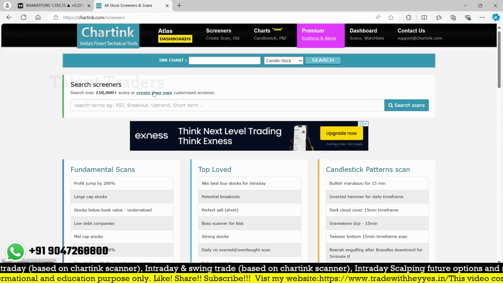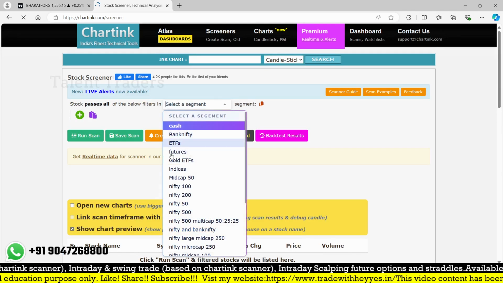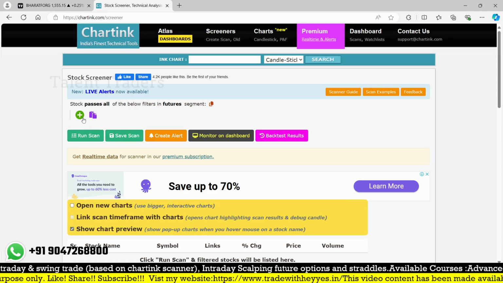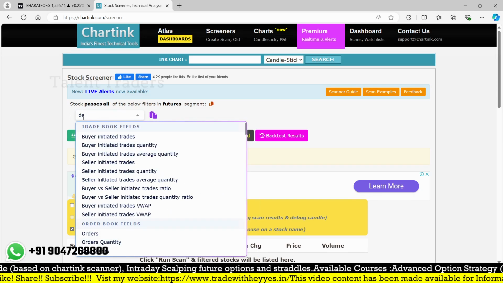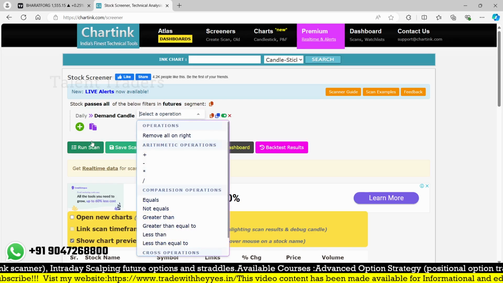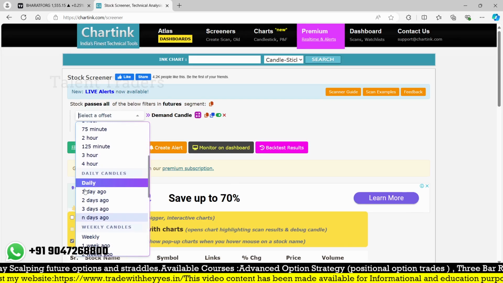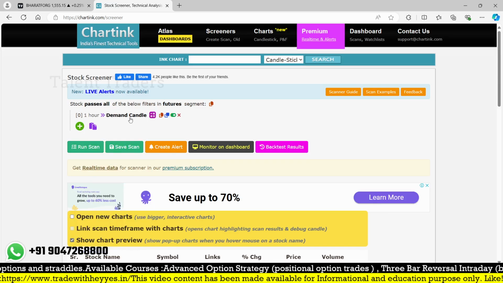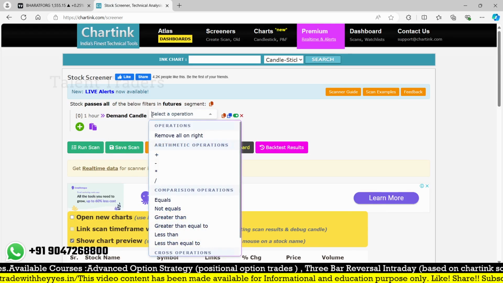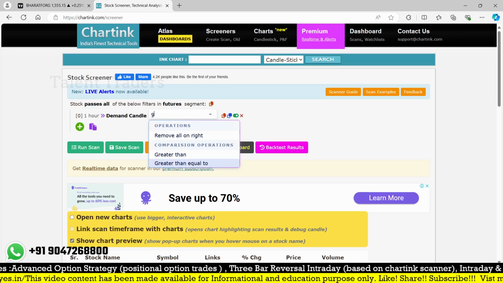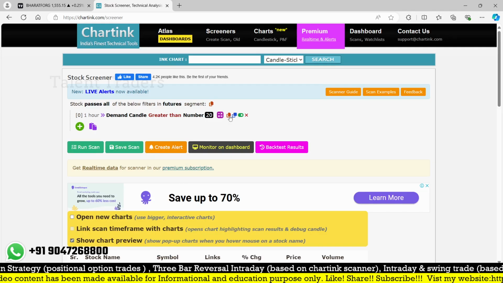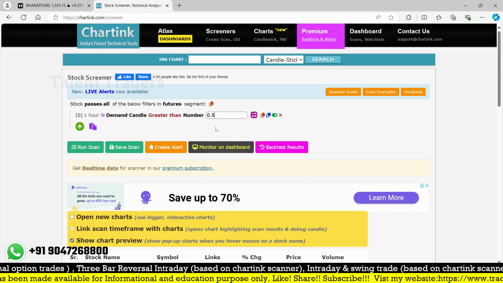So we already created one more custom indicator that will help you to find out the demand candle as well as the supply candle. We are just looking for a demand candle. It's a customized indicator, where I'm just going to use the 1 hour time frame. For the 1 hour demand candle, we derive the candle size, which should be 0.5 in nature, but we can increase or decrease it.